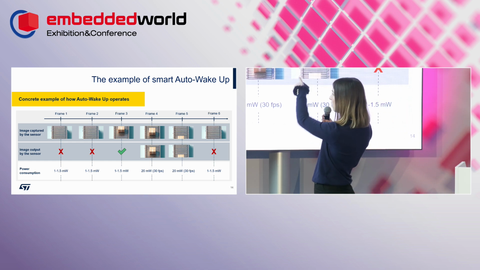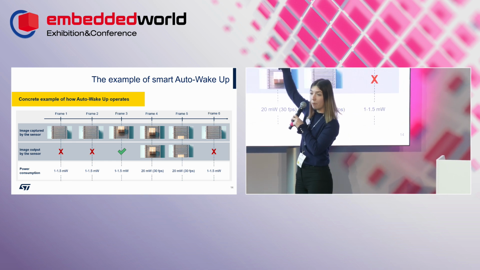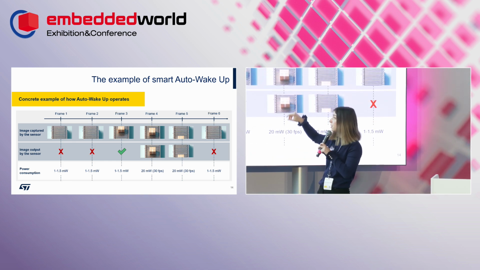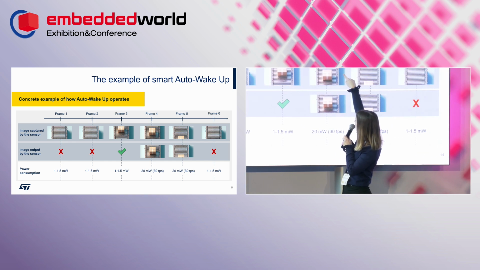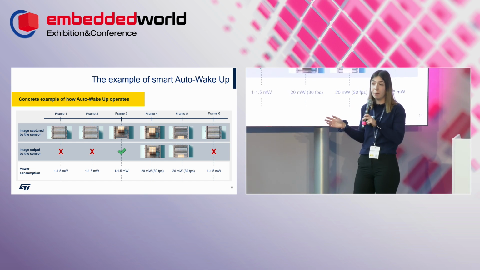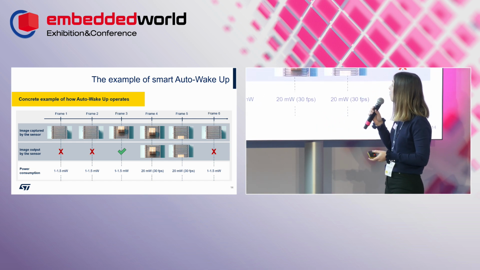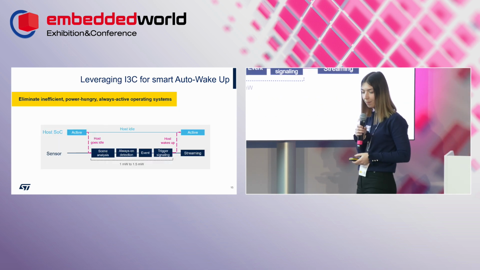If we think about this example here, you can, for instance, assume that whatever happens here is interesting because it's your parcel. But if there is something moving or happening left or right, it's not a parcel, it's just an operator that is passing by, so you don't need to wake up the system. So that's basically, from a top-level view, how auto-wake-up works.